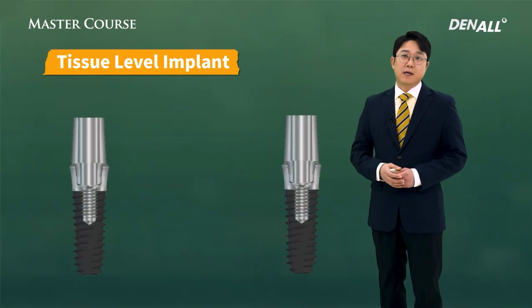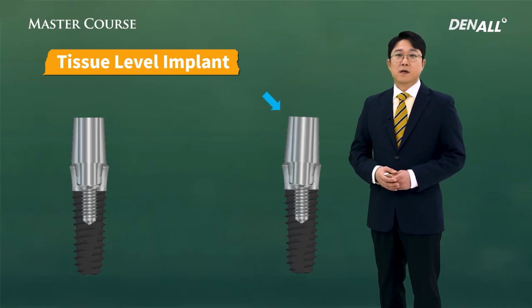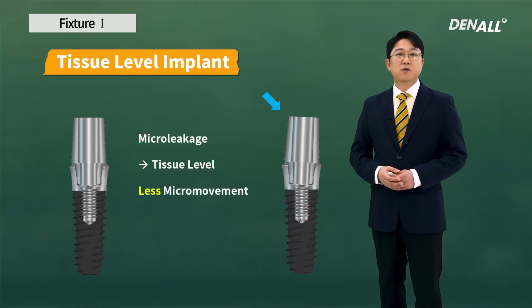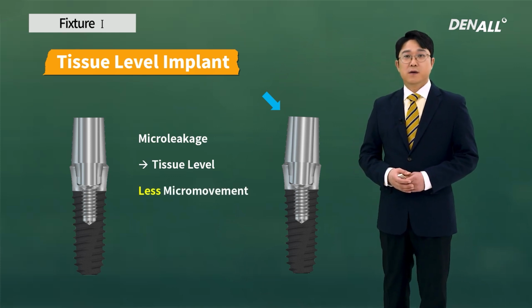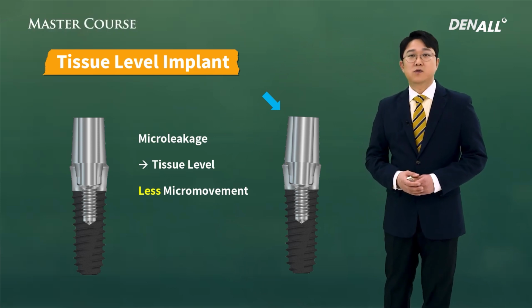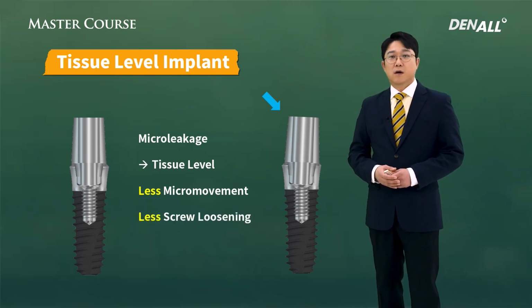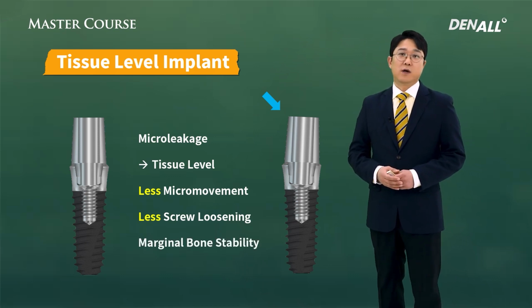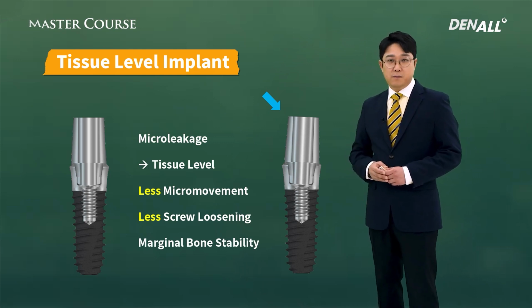The structure of the fixture thus has changed, overcoming the disadvantages of the external type. In the one-piece structure, the prosthesis is connected at the gingival level, so there is no micro leakage, and appropriate soft tissue can be secured. And the abutment of the fixture connection part is inside the fixture, so it leads to less micro movement and less screw loosening. Therefore, marginal bone stability has been achieved, evidenced by many papers.